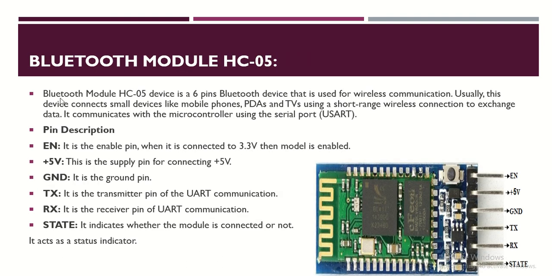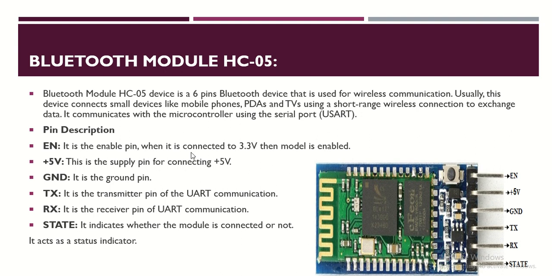Now the Bluetooth module SC05 device is a 6-pin Bluetooth device used for wireless communication. Usually this device connects small devices like mobile phones, PDAs and TVs using short range wireless connections to exchange data. It communicates with the microcontroller using the serial port. So there are multiple pins present over here.